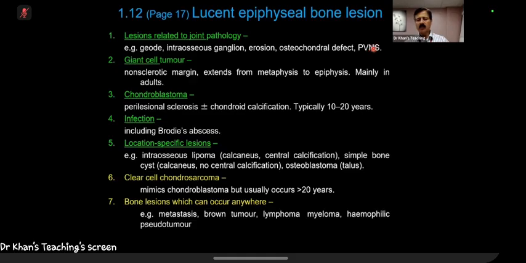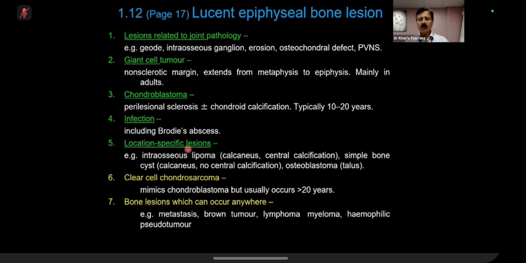PVNS is extremely important for the exam, and last time we saw that. Giant cell tumor, of course, has a non-sclerotic margin, mainly in adults. Chondroblastoma is typically 10 to 20 years. You see, this is the discriminator. Brodie's abscess can happen. Now, location-specific lesions. This is very important for the exam. All these tumors have come in the exam, all of them.